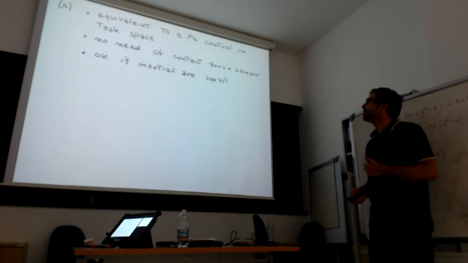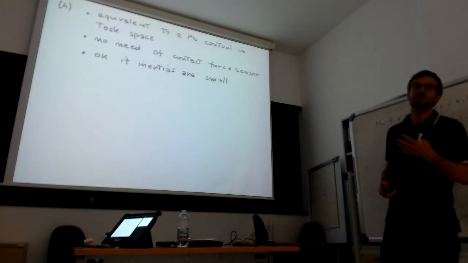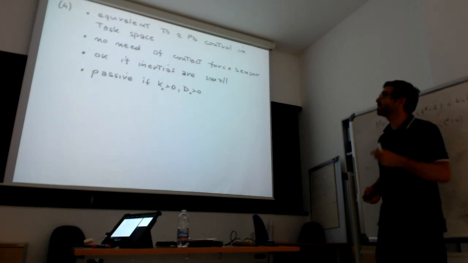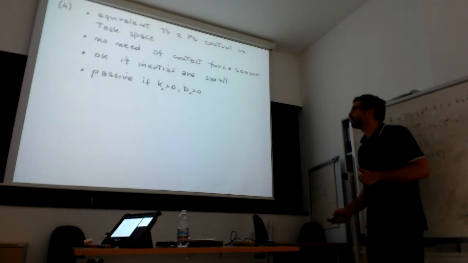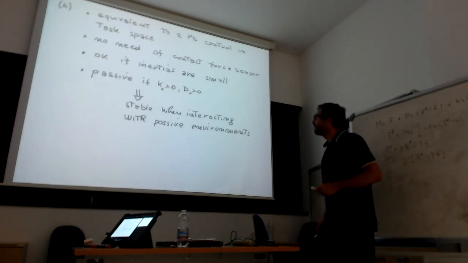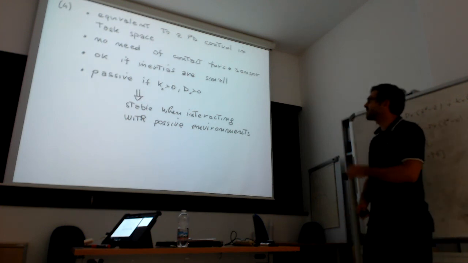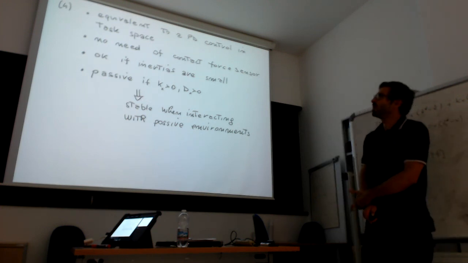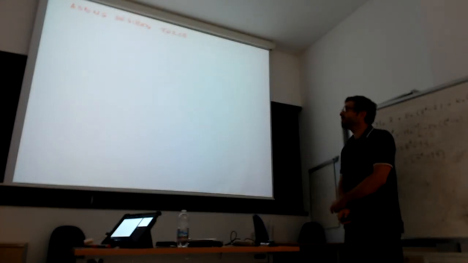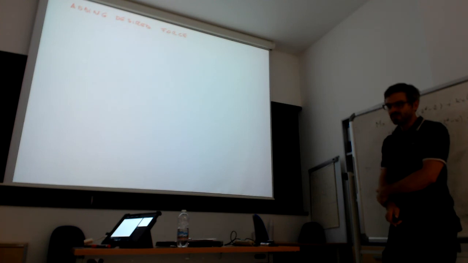So our stiffness will not be so influenced by the inertia, and it's passive if the stiffness and damping matrices are positive definite. Passive means that the system is always stable whenever it's interacting with a passive environment. That is normally always the case. Then I will show you afterwards some passivity slides.